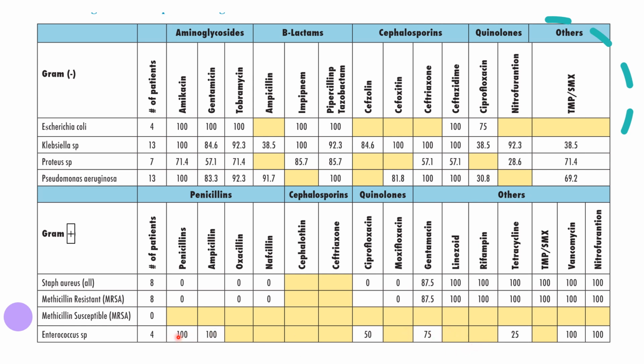75% were sensitive to gentamicin. So the combination between gentamicin and penicillins or ampicillins worked only in 3 cases, because 75% out of 4 means 3. So we had 1 where the synergistic effect between penicillin and gentamicin was not working, and the other 3 had a synergistic effect between ampicillin or penicillin and gentamicin. This is the way we read an antibiogram.